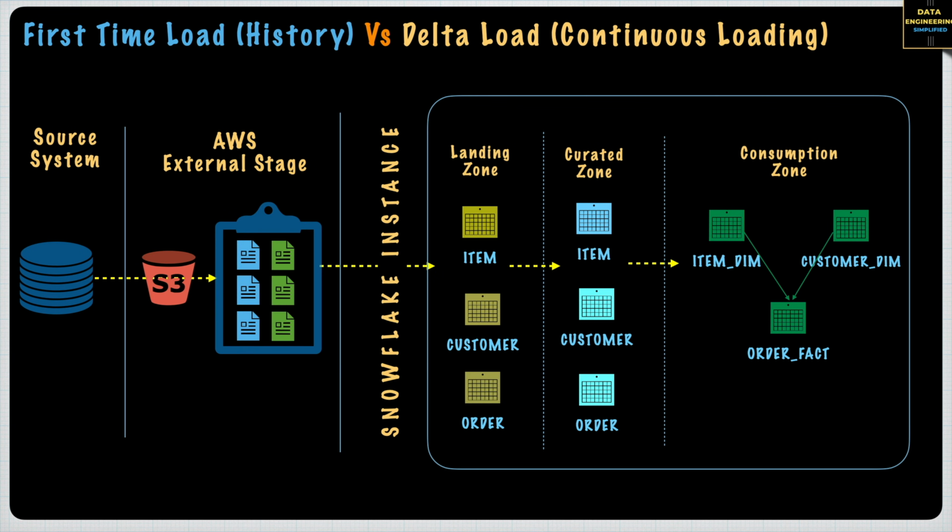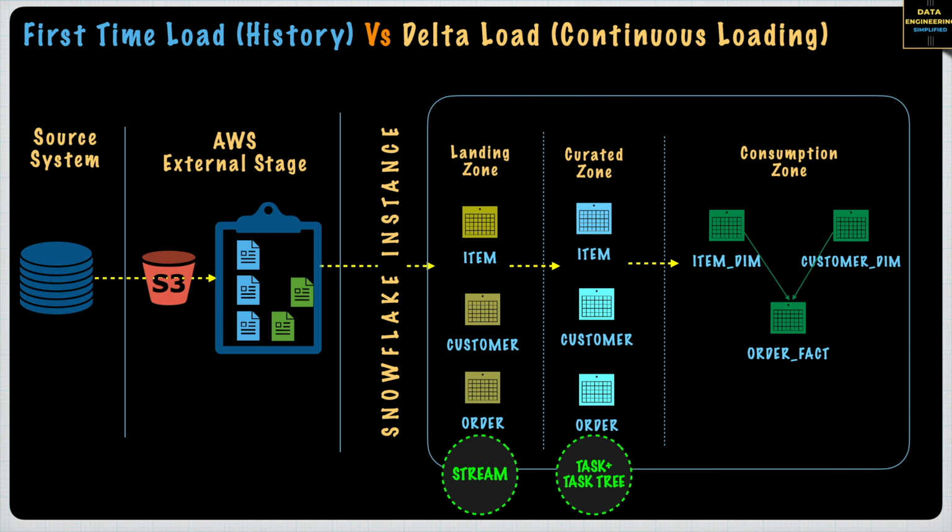Once the first time data load is done, then we will create the stream and task objects and enable our CDC as well as the continuous data pipeline. So make sure this is the order you follow in your project, else your CDC will be enabled during your history load or first time data load and the overall approach will not work as expected.